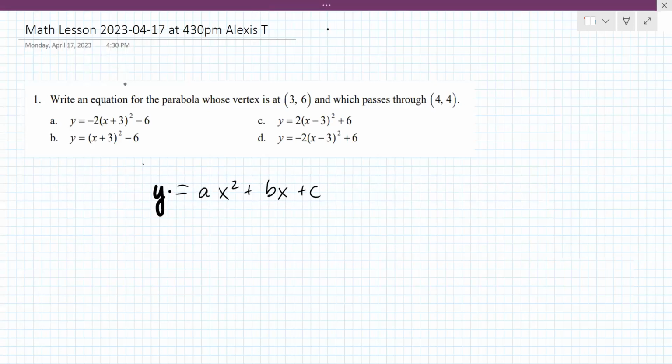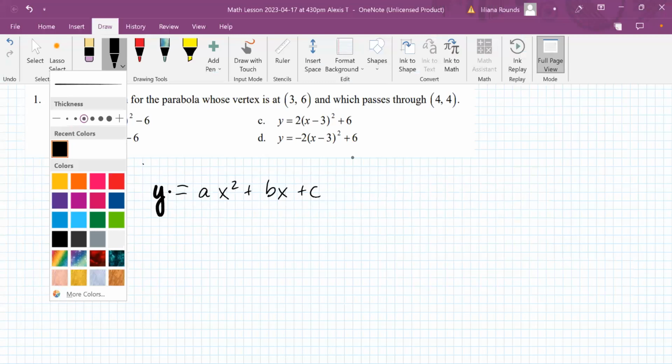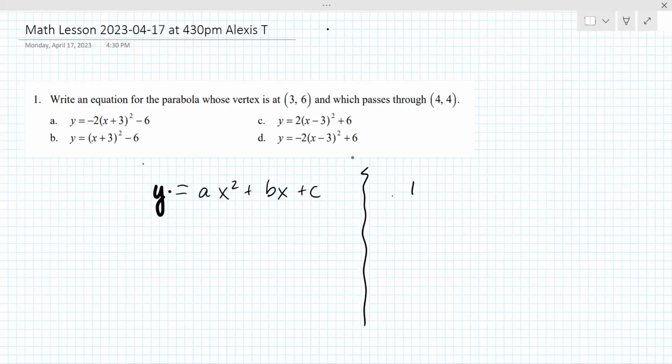And then there's also the vertex form, which is a(x minus h) squared plus k. Which would be more appropriate for this question based on the answers? Basically, I'm asking you, do the answers look more like the one on the right or the one on the left? The one on the right. Yes, yes. So that's h and that's k.